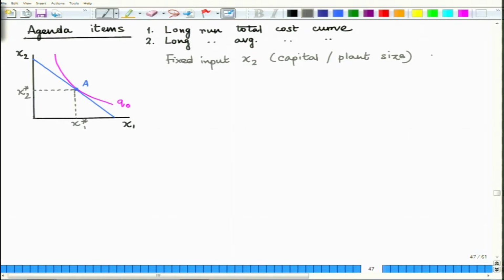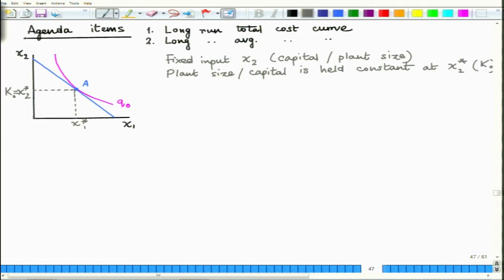I say that this x2 is held fixed. So the plant size or capital is held constant at the x2 star level. Let me introduce a new notation here, and that is K naught, that is basically the plant size. So, with this new notation of plant size, I can also write this plant size here, K naught, that is equal to x2 bar.